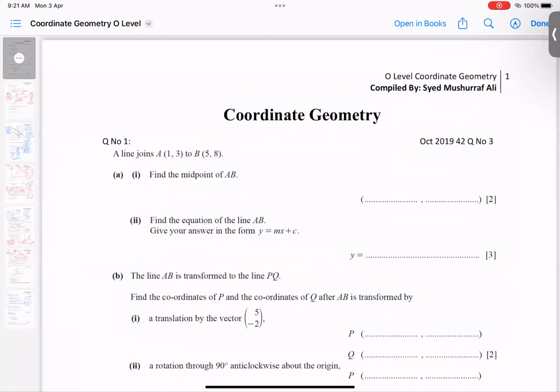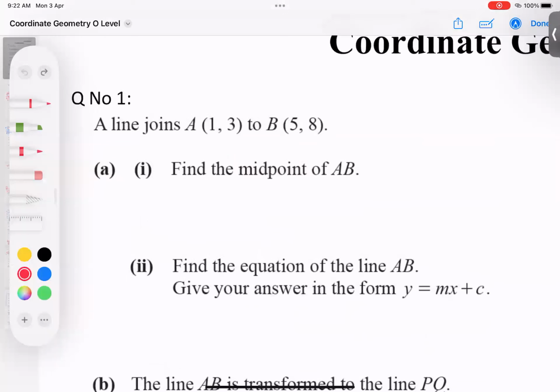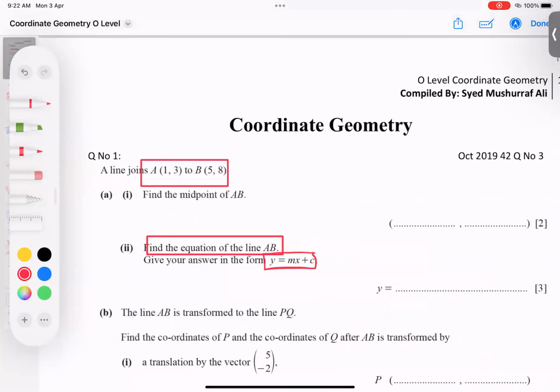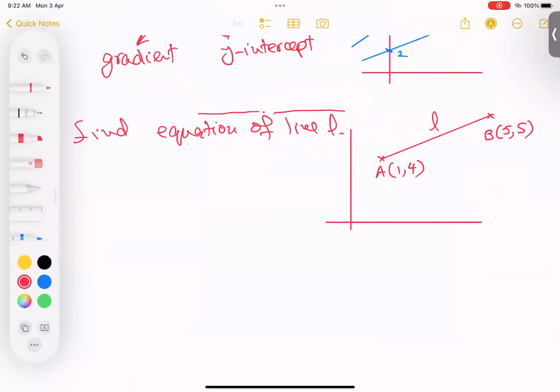Can you see these two points lie on the line? A and B are given. The question is: find the equation of line AB, in the form y equals mx plus c. This kind of question I'm going to do, and it's 3 marks. Only this part is 3 marks. Get ready, I'm going to do the same question with you.